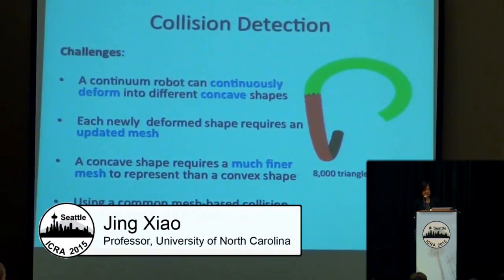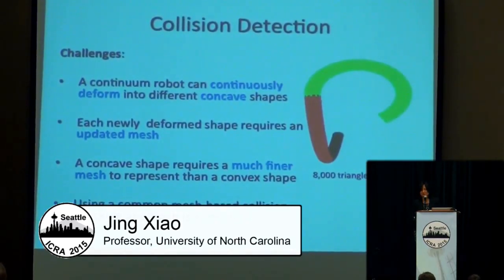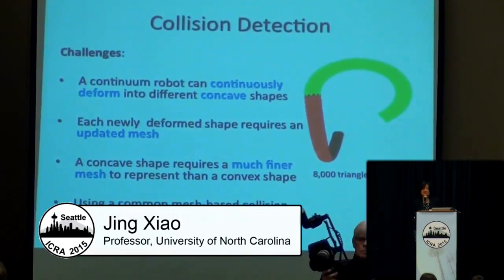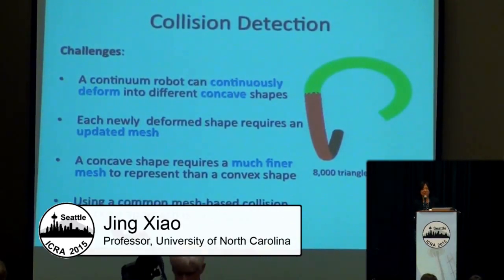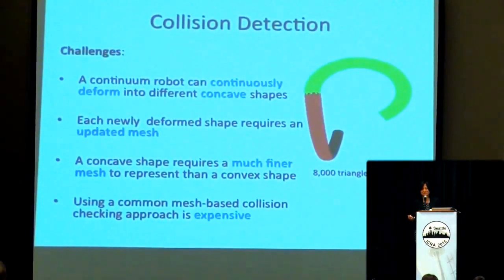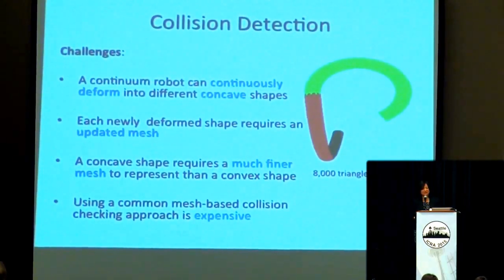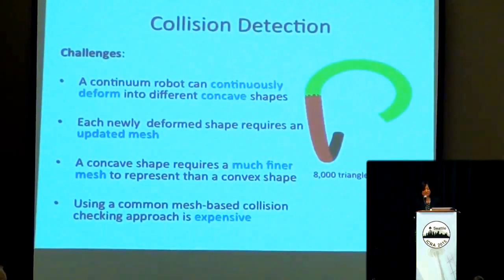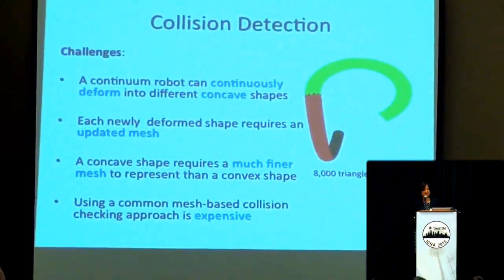We also considered a challenging problem of collision detection. It's challenging because of some unique things about the continuum manipulators. A continuum robot can continuously deform into different concave shapes, and each newly deformed shape requires an updated mesh, which can be time-consuming because it requires the mapping from high-dimensional configuration space to the Cartesian space. As shown in this example, we have a 3-section manipulator, then there are 9 degrees of freedom. And also, a concave shape requires a much finer mesh to represent than a convex shape.